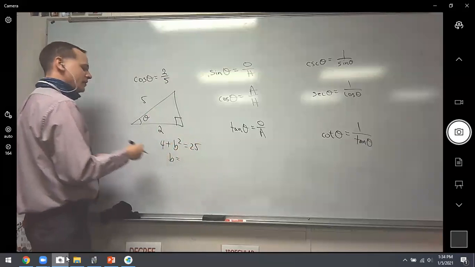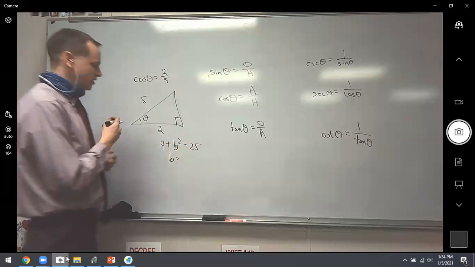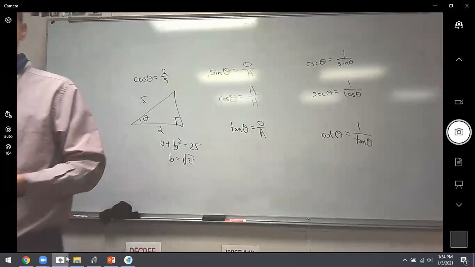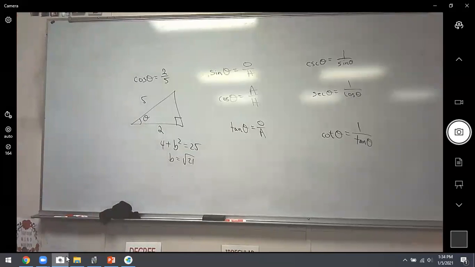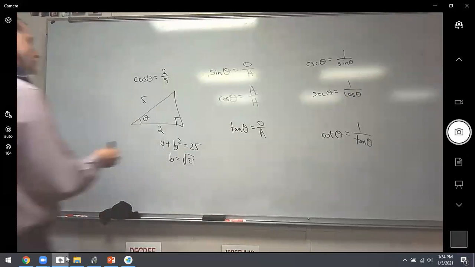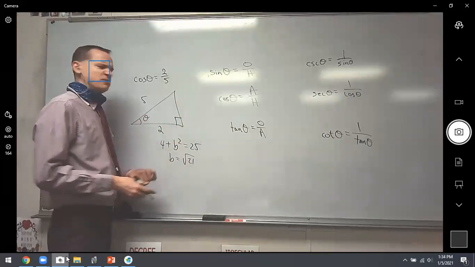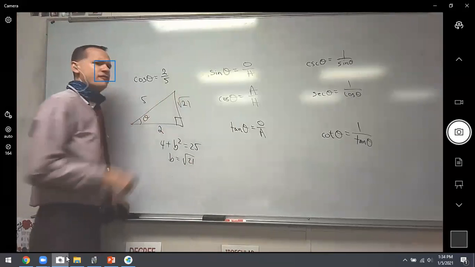So B is, if you take a plus or minus square root of 21, but in practice, these are lengths of the sides, correct? So you just want to always use the positive version in this case. So this is one time when forgetting your plus or minus is okay. So B is the square root of 21. Can we simplify that any? By the way, we're in pre-calc. I don't think we can. Nothing perfect goes in that. So square root of 21.